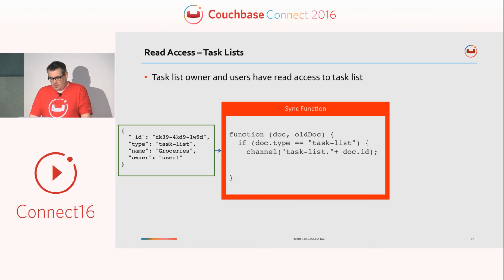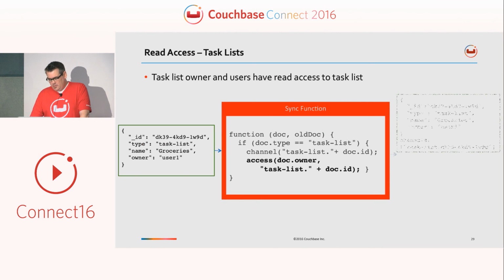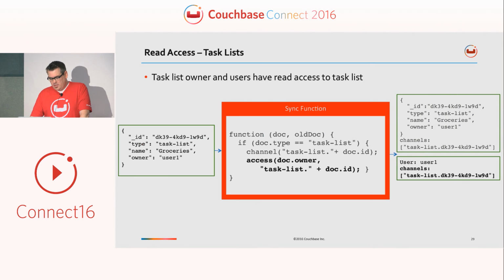So let's go back to our task list again, and iterate on our sync function a little bit, so that in addition to creating the channel, we're also granting the owner access to that channel. Our results from that, in addition to the doc being assigned to the channel, we've also got that user getting access to the channel as well. So now we've got read access defined, but we need to think about write access. We don't want just anyone to be able to write documents or write task lists.